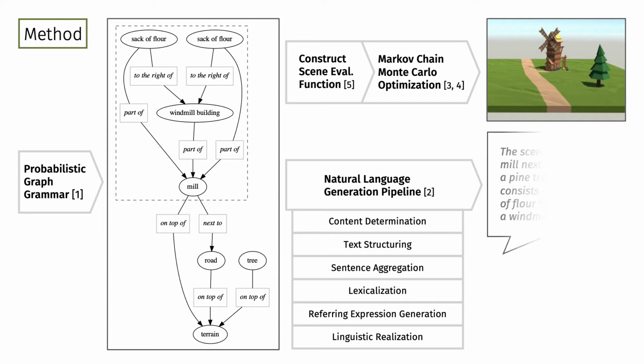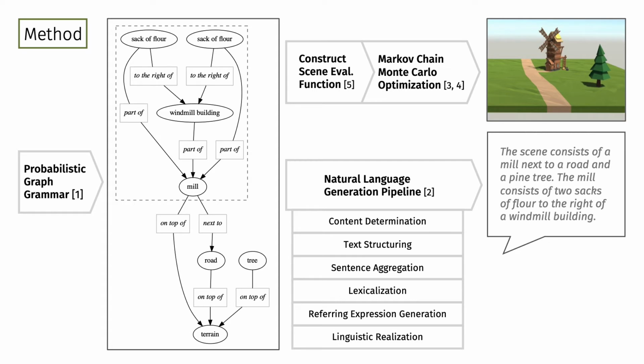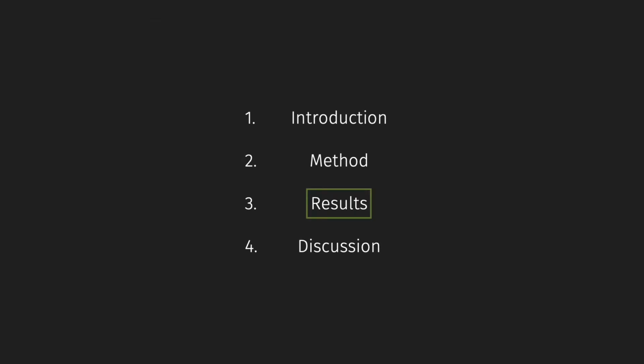Finally, the description we receive for this example scene would be: the scene consists of a mill next to a road and a pine tree. The mill consists of 2 sacks of flour to the right of the windmill building. Let's look at some more complex scenes and evaluate how well the descriptions are.